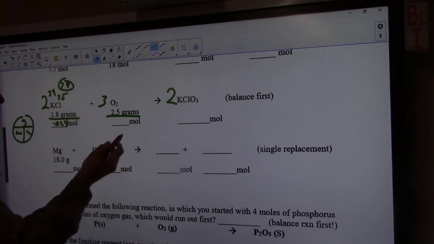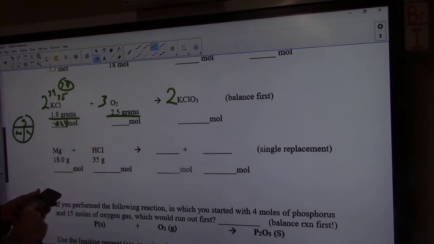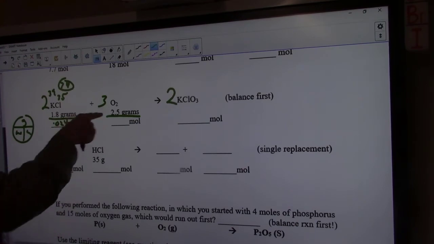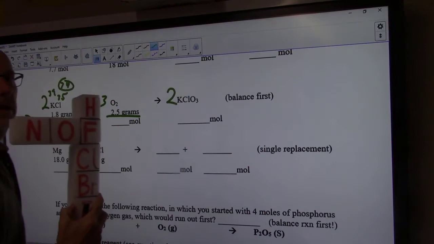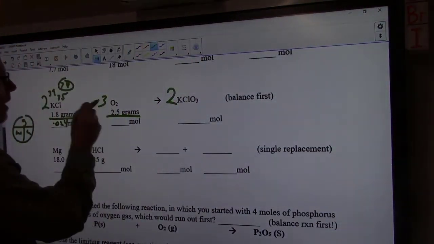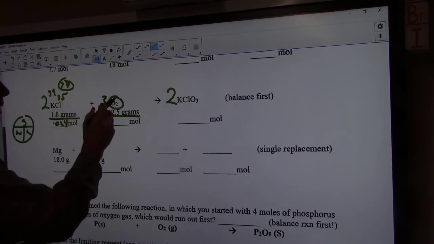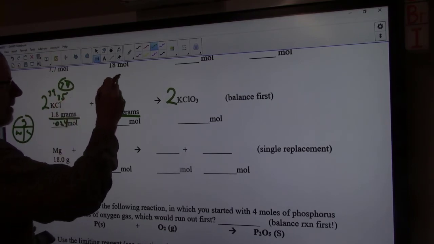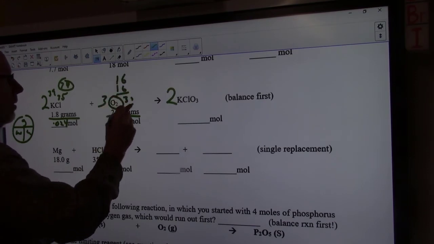Let's get the moles of this. Moles equals grams divided by molar mass. 2.5 grams divided by, this is oxygen all by itself. Oh, it's one of the lucky 7. So that means I have a 2 there, I have a 3 there. Don't use this 3 for the molar mass, just use the 2. So I look at the periodic table, I see it's oxygen, that oxygen is 16. I've got 2 of them, 32.